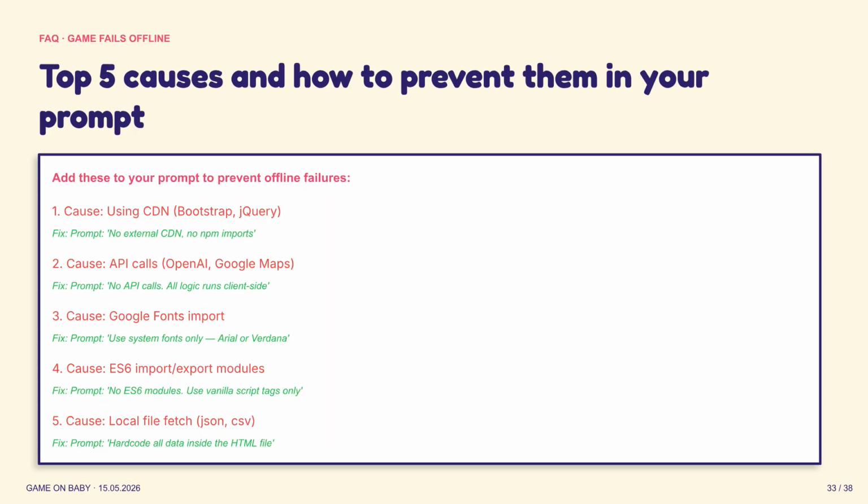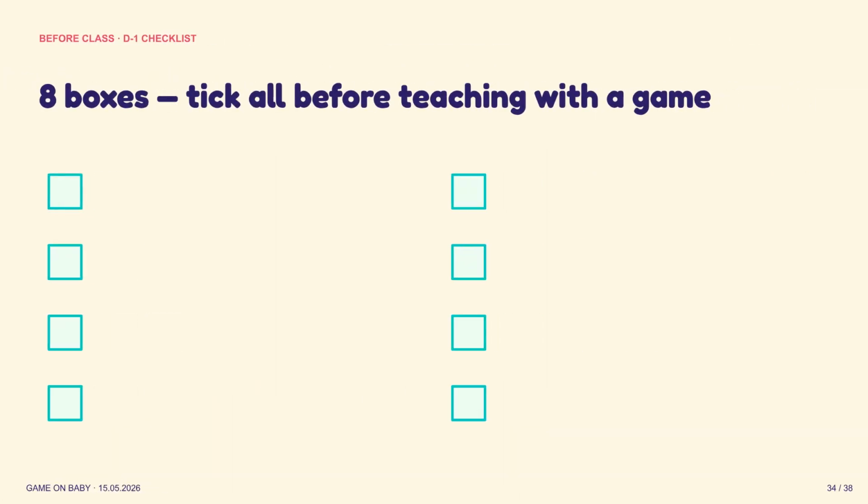Games sometimes fail offline due to 5 common causes. To prevent this, include constraints in your prompt. No external CDNs, no API calls, use only system fonts, no ES6 modules, and hardcode all data inside the HTML file. Here is a pre-teaching checklist with 8 steps.